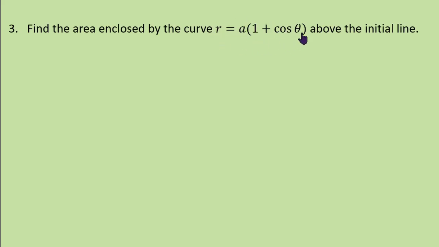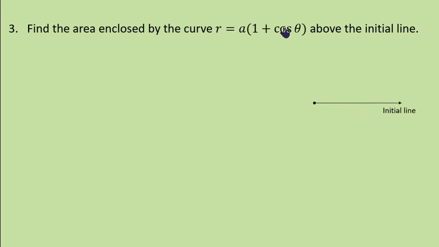How to draw this cardioid? When theta is 0, cos 0 is 1, 1 plus 1 is 2, so r becomes 2a when theta is 0. When theta is pi by 2, cos pi by 2 is 0, r is a. So when theta varies from 0 to pi by 2, r varies from 2a to a. And when theta is pi, cos pi is minus 1, r becomes 0. So 2a to a to 0.